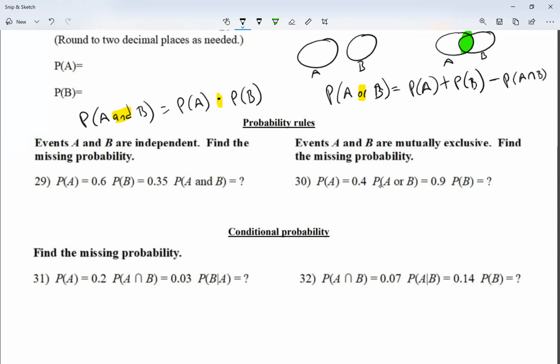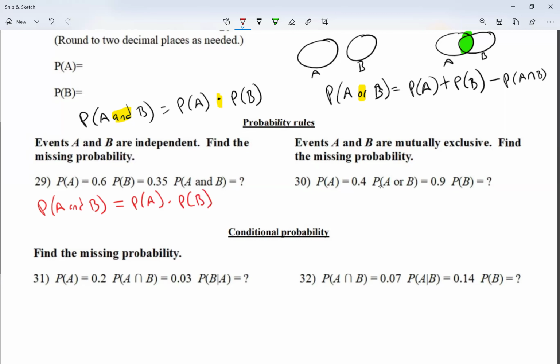For question number 29: events A and B are independent. Find the missing probability. I have something about probability of A, something about probability of B, and then something about probability of A and B. Probability of A and B is what I'm solving for. I know it's equal to probability of A times probability of B.